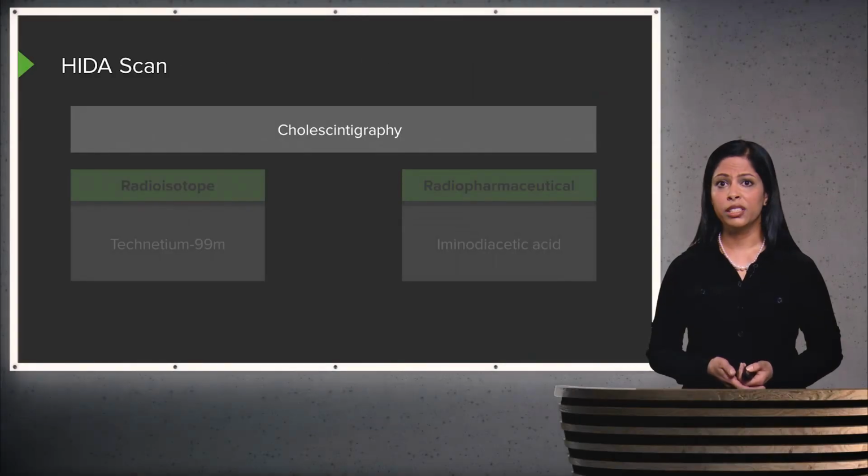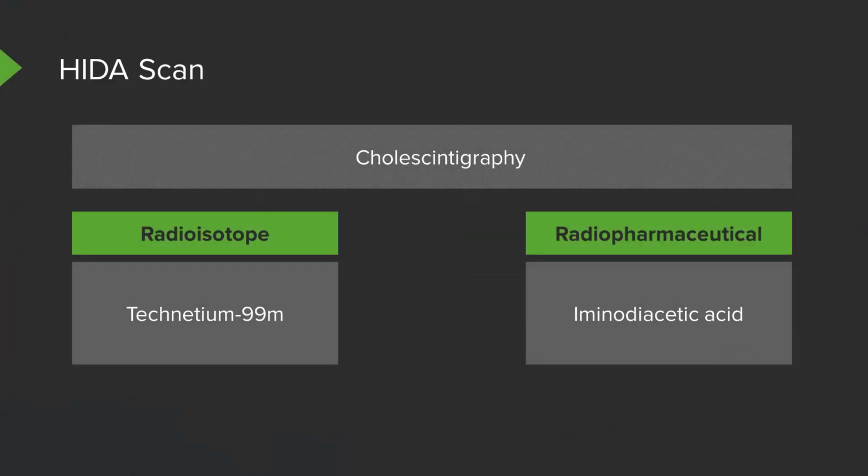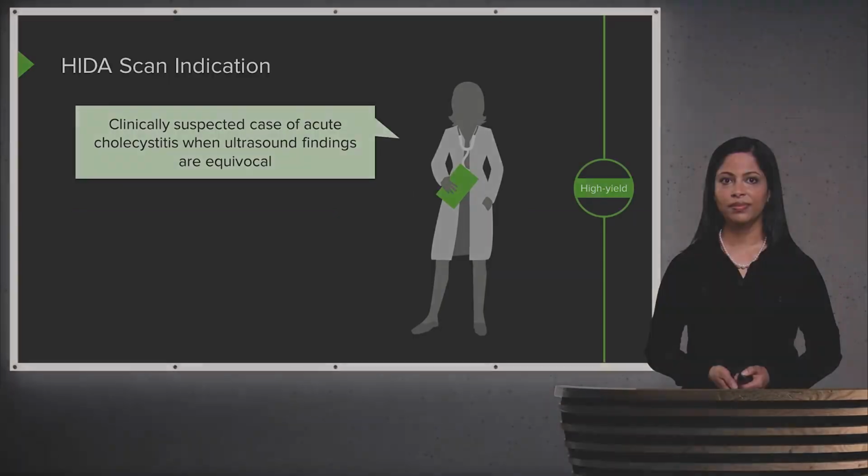So a HIDA scan is also called a cholescintigraphy. It's an examination of the gallbladder. The radioisotope that's used is technetium-99m, which is a very commonly used radioisotope in nuclear medicine. The radiopharmaceutical that's used is called aminodiacetic acid, and that helps concentrate the radioisotope within the biliary system and gallbladder.